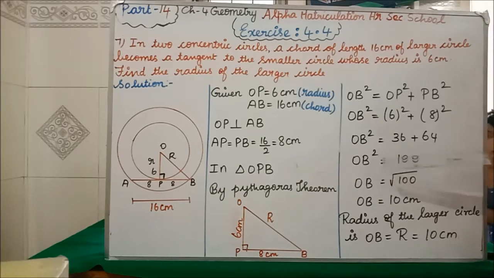So if you take the square, if this side goes, it will become square root. So square root of 100 is 10 centimeter. So OB, the capital radius, is what? 10 centimeter. The larger radius is now 10 centimeter. The radius of the larger circle is OB, which means capital R is equal to 10 centimeter. Clear all of you, the 7th question? Next we will see the 8th question.